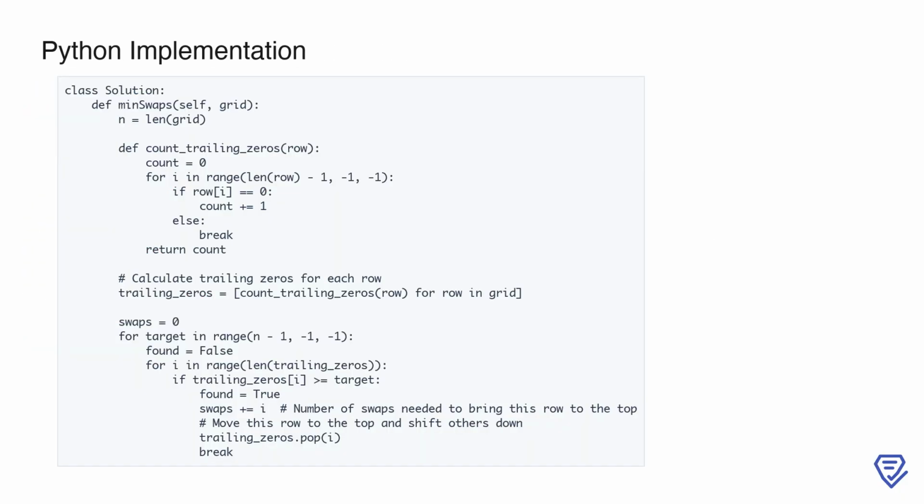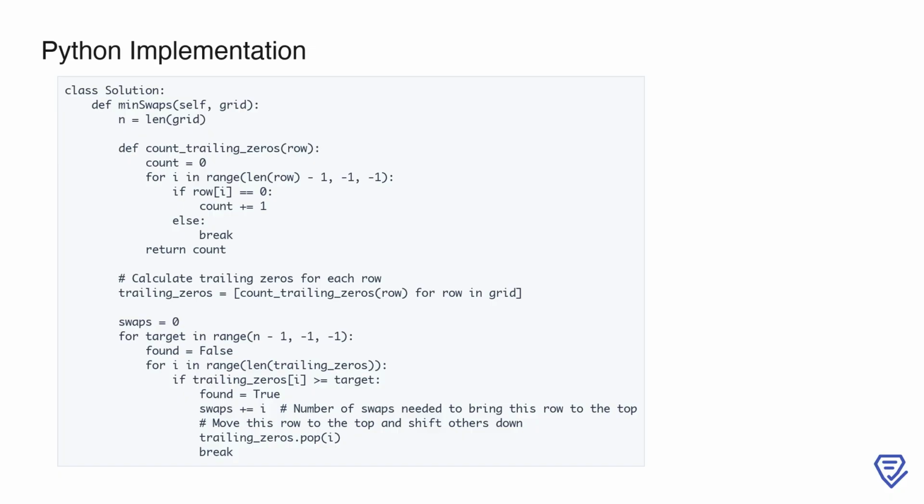Here, we start by defining our solution within a class, which is standard practice for LeetCode problems. The main function, minSwaps, takes the grid as input and begins by determining the size of the grid. Next, we define a helper function, count_trailing_zeros, which is crucial for our logic. This function counts the number of zeros at the end of a given row by iterating backward through the row. If it encounters a 0, it increments the count. If it encounters a 1, it stops counting.